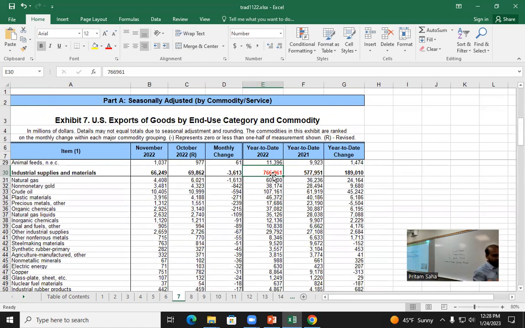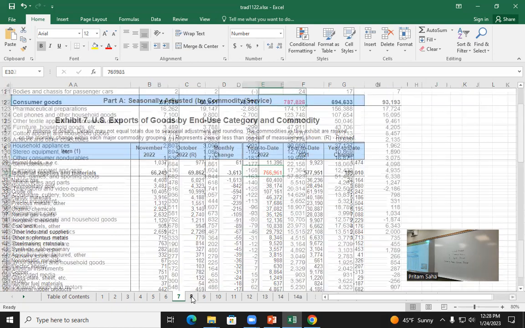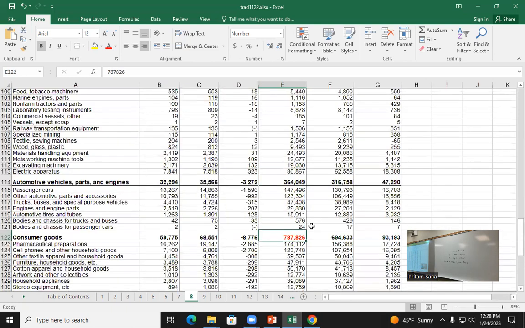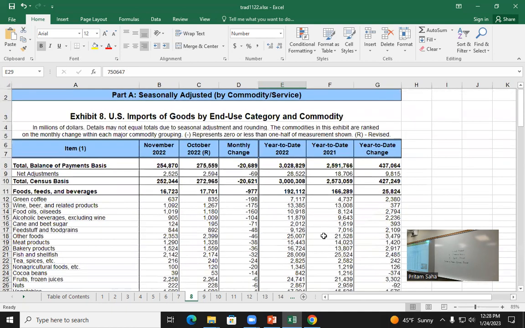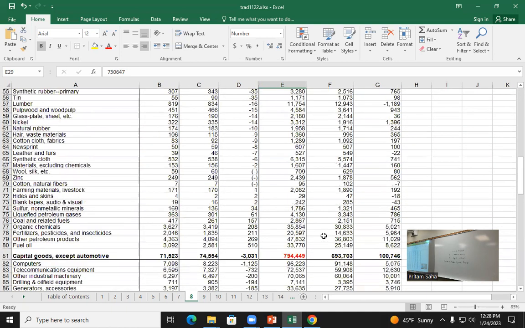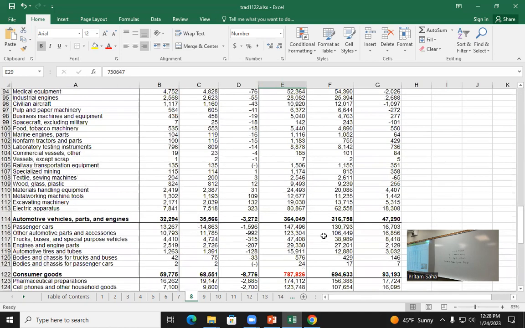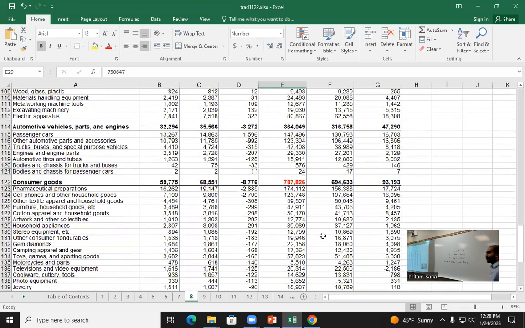If you look at imports, I believe it's the same thing. Industry supplies is their major source of imports, and then capital goods also. And they import a lot of consumer goods. They mostly export capital goods and industry materials. But in terms of imports, capital goods, industry materials, also a lot of consumer goods. And that is actually causing the current account to be negative.